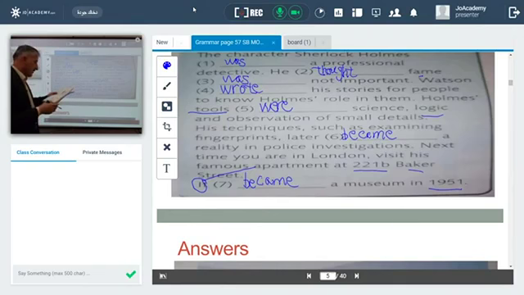Now listen to the passage again and check your answer. Now we will listen to the passage, okay, and we will check if our answers are right or wrong. So please now listen to the audio and check your answers if they are right or wrong. Okay? So let's go to the recording and check our answers.